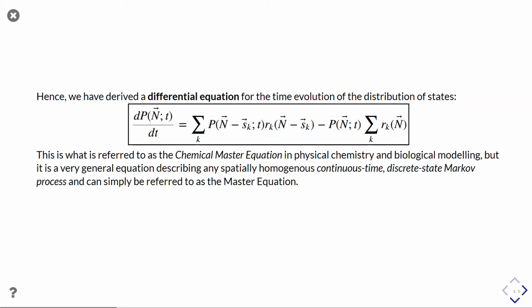We've therefore derived a differential equation for the time evolution of the distribution of states. This is shown here in the boxed equation, and this is referred to as the chemical master equation in physical chemistry and biological modeling. However, it's a very general equation describing any spatially homogeneous, continuous time, discrete state Markov process, and can simply be referred to as the master equation.